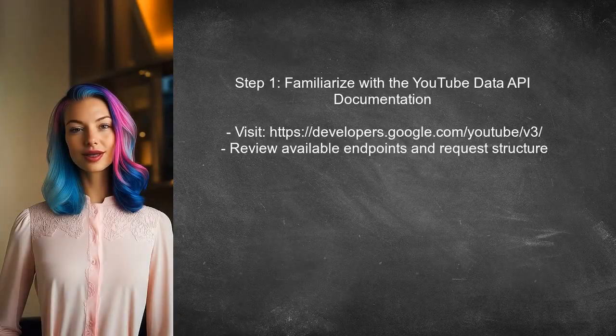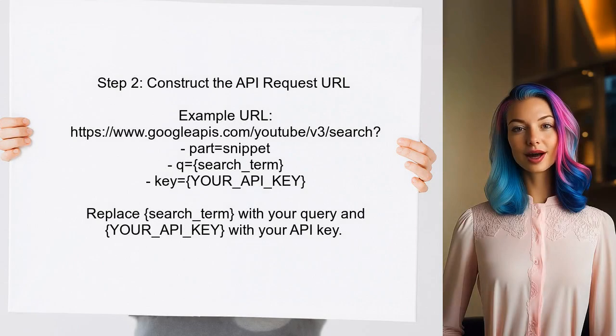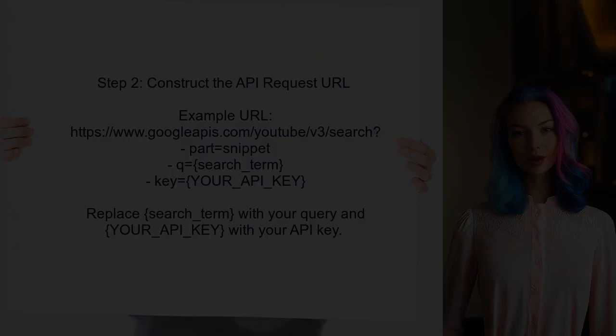To access public data via the YouTube Data API without authentication, the user should first familiarize themselves with the API documentation. This will provide essential information about the available endpoints and how to structure requests. Next, the user needs to construct a request URL for the API. This URL will include the endpoint for searching videos and a query parameter for the search term.